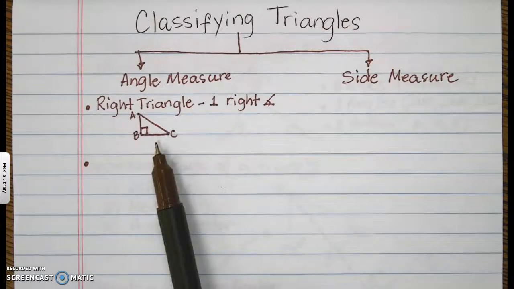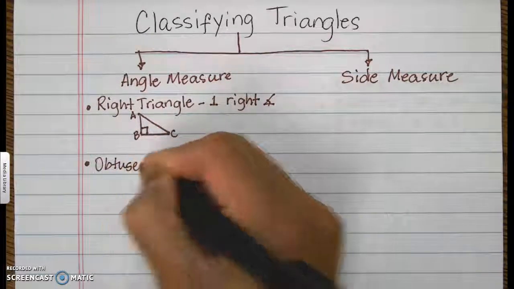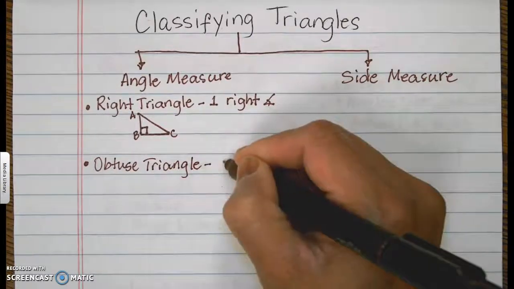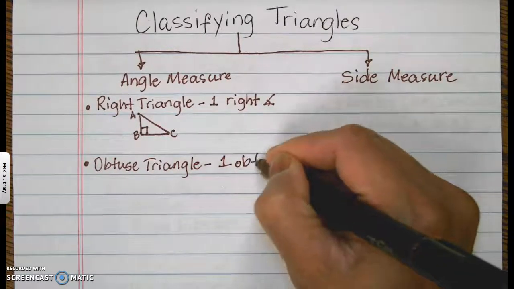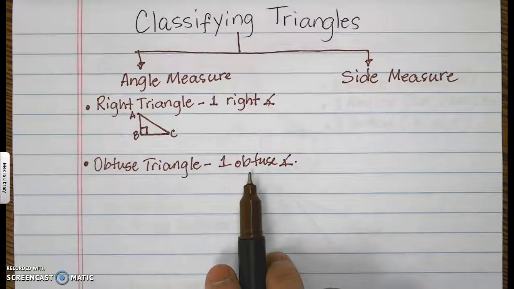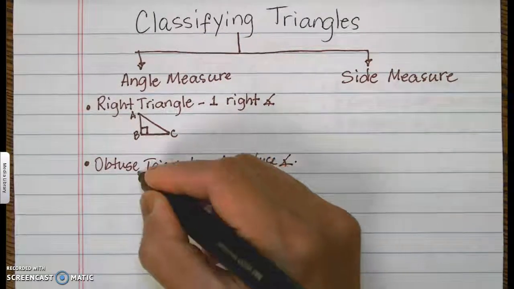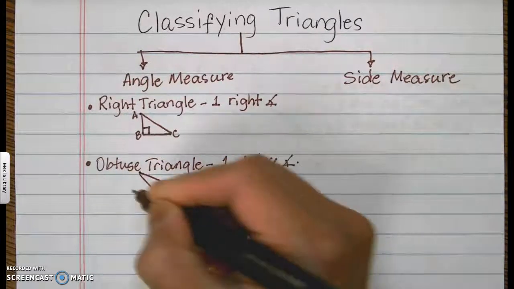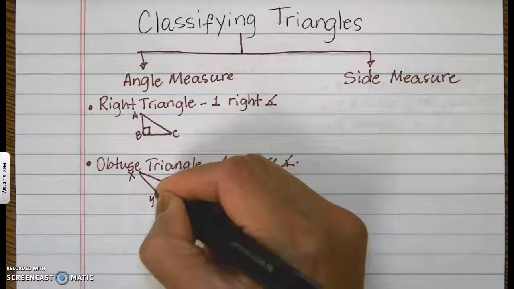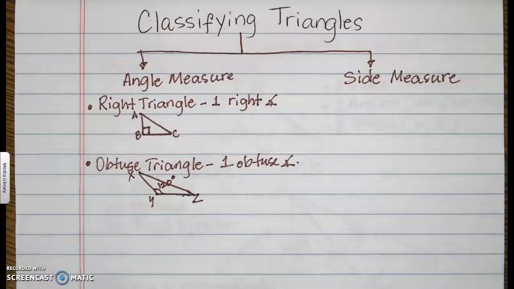This is an example. Another example is obtuse. An obtuse triangle has to have one obtuse angle. An obtuse angle is an angle that is greater than 90 degrees, which means that your triangle would look something like this. And I will call this XYZ, where my Y is the 120 degrees. So that's an example of an obtuse triangle.